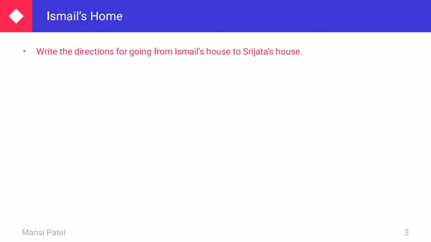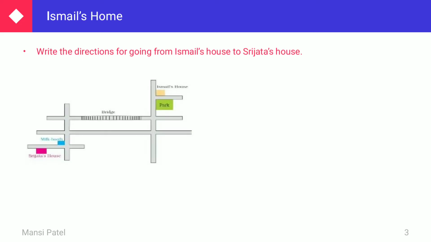Here you have to write down the direction for going from Ismaili's house to Srijata's house. So see here, it is Ismaili's house and here it is Srijata's house. What do you want to write down? You want to write down the direction from Ismaili's home to Srijata's house. So what do we have to write down first? See here, you have to see the route from Ismaili's house. So Ismaili's house is here.